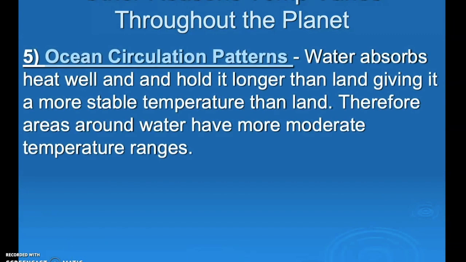All right, so the next factor is ocean circulation patterns. And the water absorbs heat well and holds it longer than land, giving it a more stable temperature than land. Therefore, areas around water have more moderate temperature ranges. So we actually talked about this earlier in the year too, how the Earth has this natural conveyor belt of currents and a circulation pattern. And that's called thermohaline circulation.